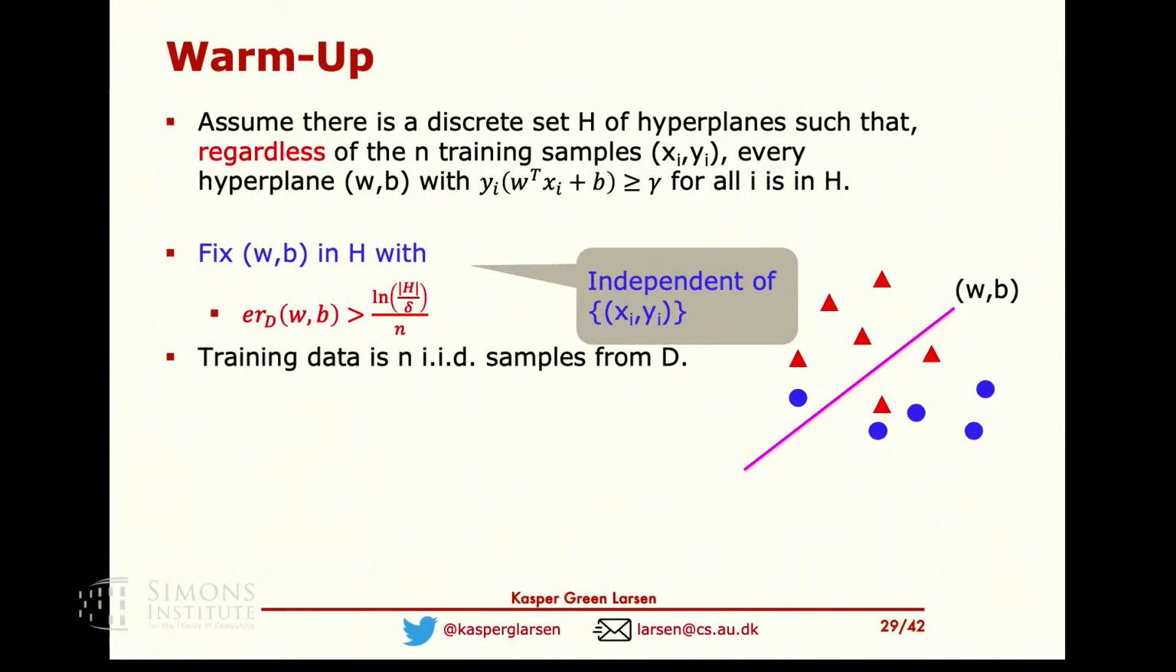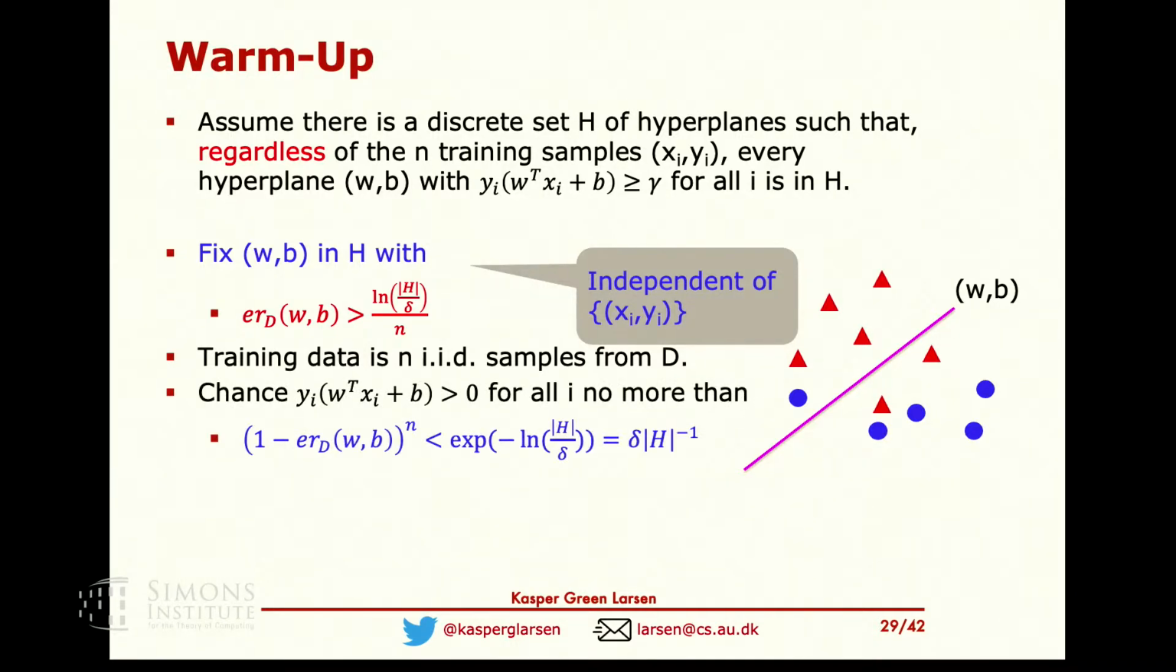Why does that make sense, right? Well, whenever I get a new point, there's a big chance it makes a mistake, right? So that means that the margin is even less than 0. When I make a mistake, the margin is negative. And the train data is n IID samples from this distribution D, right? So it would be very unlikely that I don't see a point where I make a mistake.